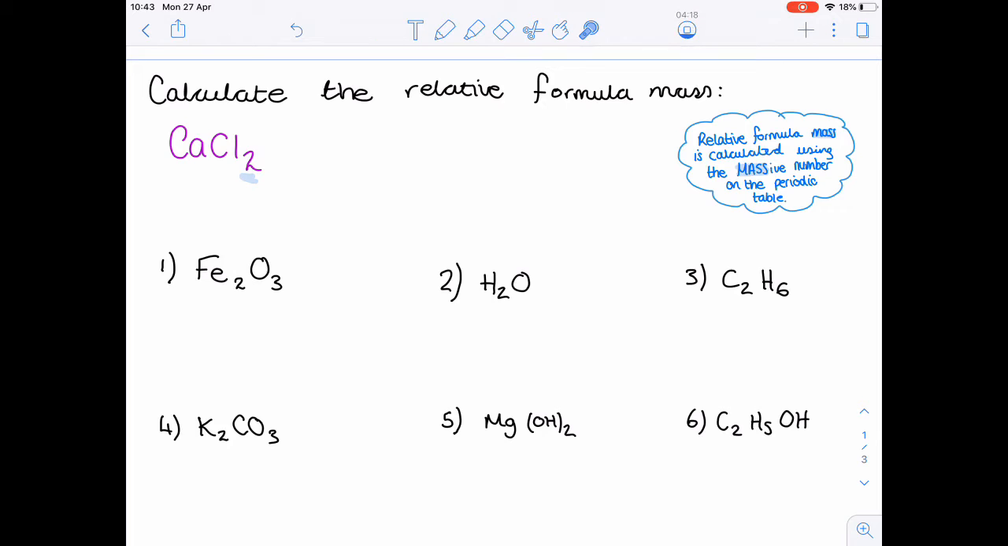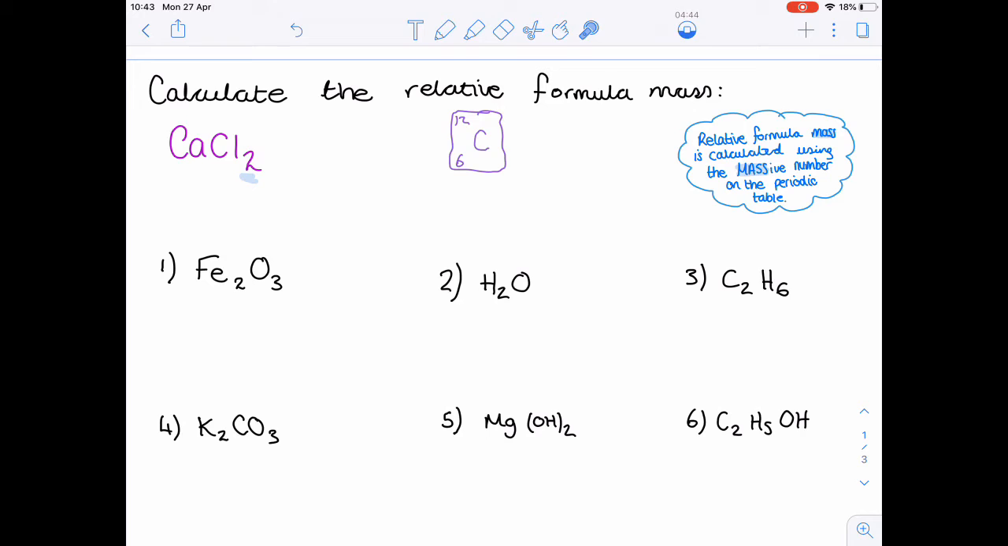So what I mean by that, if you have a look at your periodic table, each element has 2 numbers. So if we've got carbon, that's 12 and 6. So when we are calculating relative formula mass, we use the massive number. So we use the bigger number, which in this case is 12.